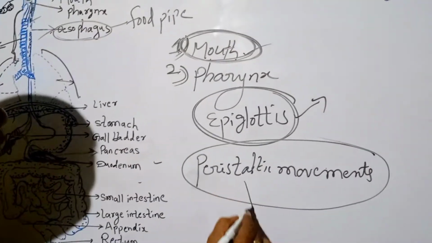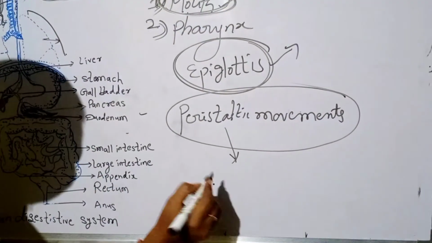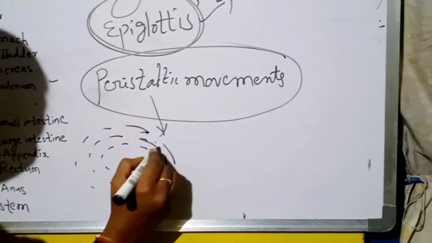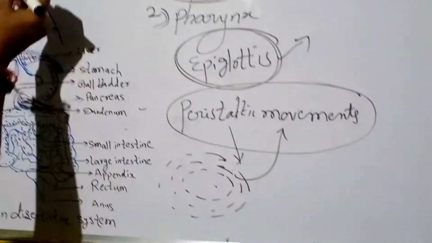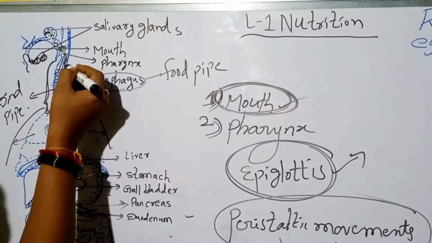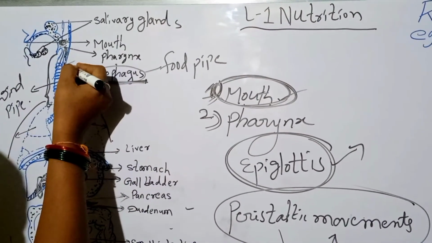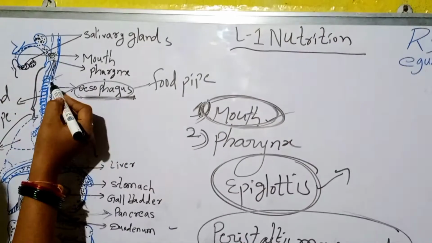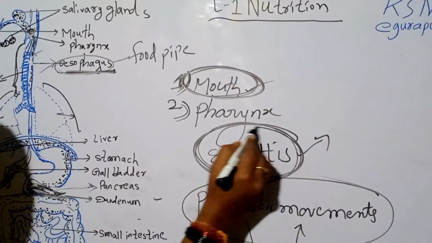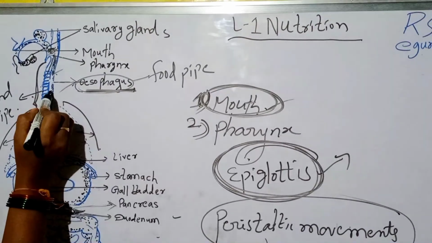What are peristaltic movements? If we throw a stone into water, the water moves like this, no? This is peristaltic movement. Food moves in the esophagus by peristaltic movements. This esophagus contains no enzymes. From mouth to pharynx and pharynx to esophagus, the epiglottis prevents the food from entering the windpipe. So the pharynx pushes food into the esophagus.